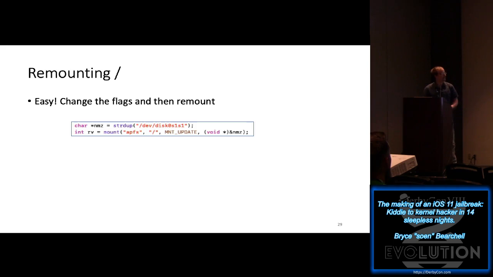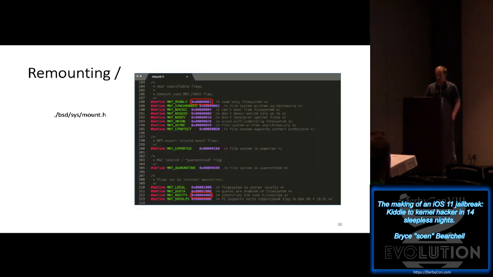So let's go ahead and remount the drive. And it's as simple as this. But it's almost as simple as that. What we're doing is we're just doing a mount update of type Apple file system to the root drive, and we're going. Now, the reason that this didn't work initially, and I was ripping my hair out going like, what, this should work, was because of these flags.